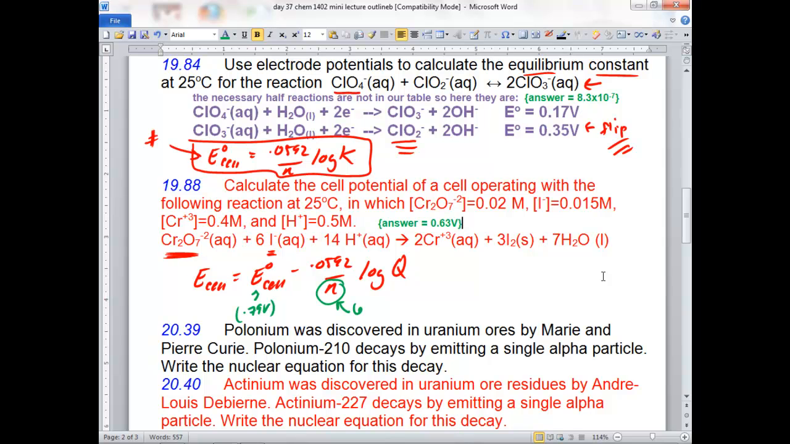Right, I'd write the expression. It has to be Cr plus 3 in brackets, raised to the second. Don't put iodine in there because that's a solid, and don't put water in there because that's a liquid. And then do the same for the denominator, the reactants.